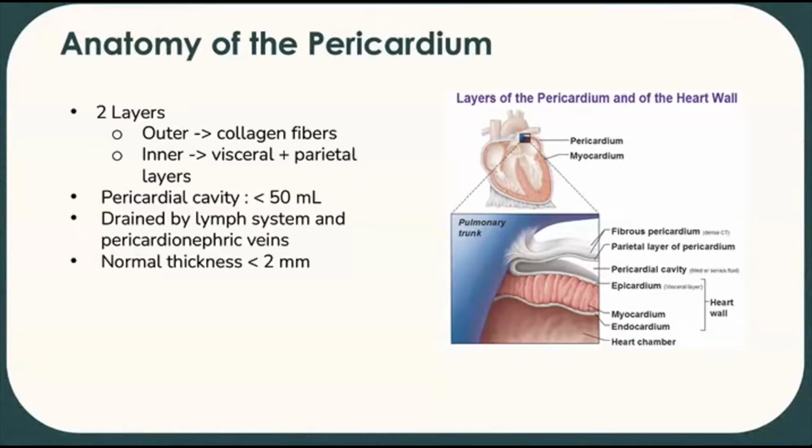The inner layer of the pericardium is composed of visceral and parietal layers, and the space between these inner layers is the cavity that we know of and normally contains a physiologic small amount of fluid, less than 50 milliliters. It serves as a lubricant between the visceral and the parietal layers. The fluid itself normally is drained by the lymphatic system and the pericardionephric veins.